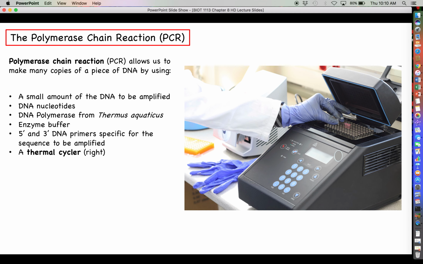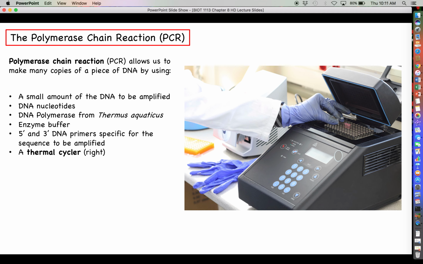So basically what we are doing is we are synthesizing new DNA, and we can learn from the process of DNA synthesis inside of a cell what sorts of things need to be present in order for us to get PCR to occur. So a few things that we're going to need in order to do a PCR reaction. We need a small amount of the DNA to be amplified. You really don't need very much of it. So that's why this technique is so cool. If you have a very minute amount of DNA, that's all you need. And then you can use this to make many, many, many copies of it.